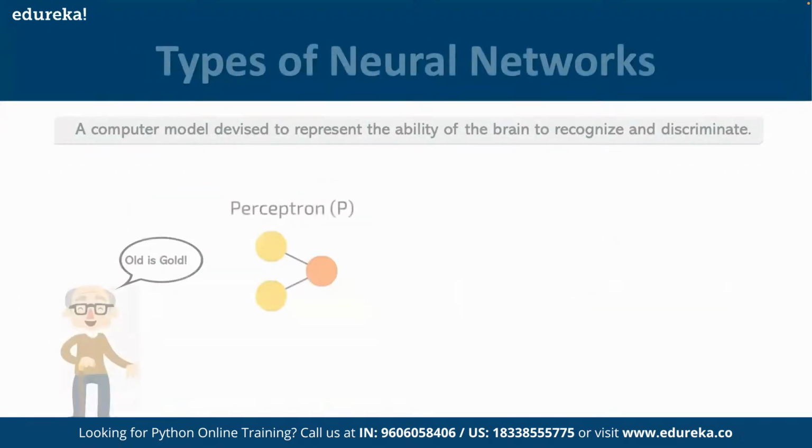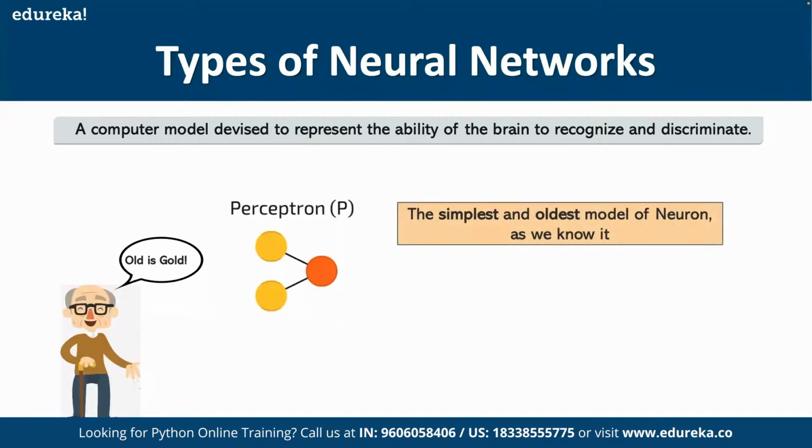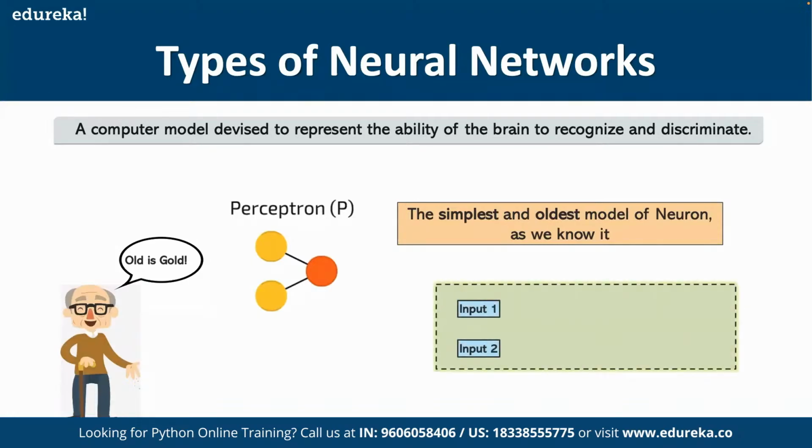Now, when we are working with neural networks, we'll come across various types. One of the oldest types is called a perceptron. The perceptron is the simplest and the oldest model of neuron which we are aware of. This is how the perceptron would look. Let's say I have two inputs, and these two inputs are sent as input to my activation function. So a perceptron is a single cell which has an activation function, and at the end we get the processed data, which will be my output. That's the role of a perceptron.